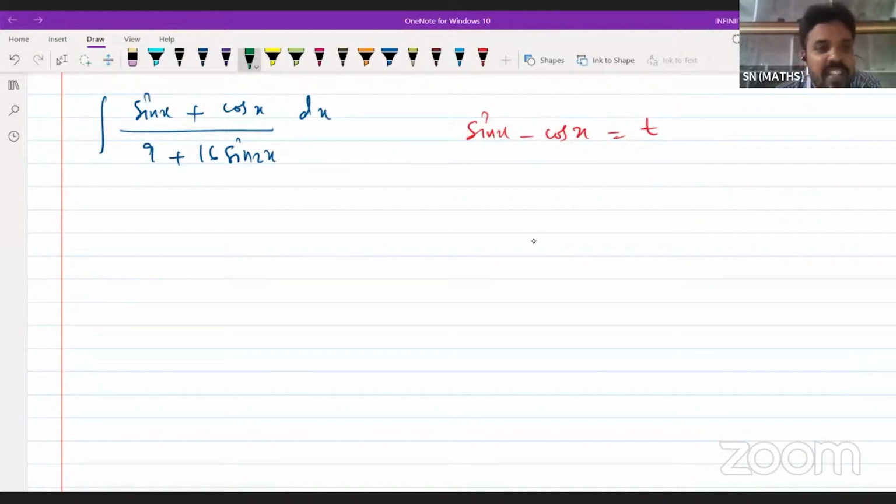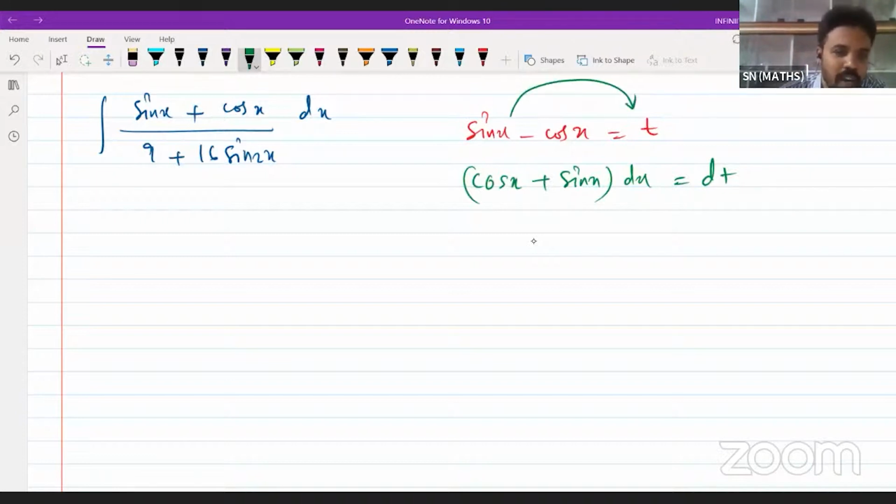Now differentiate with respect to x. What is the derivative of sin x? Cos x. What is the derivative of cos x? Minus sin x. So, (cos x plus sin x) dx is equal to dt. That means a change of variable. I hope we all know that the method of substitution is also called the change of variable. It means we are changing the variable x in terms of t.